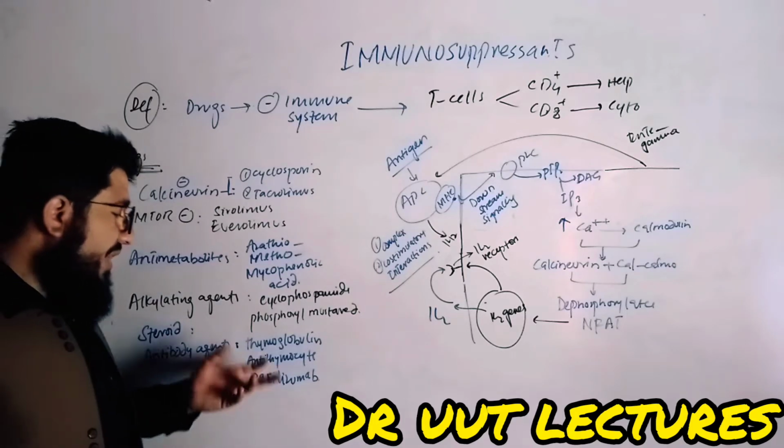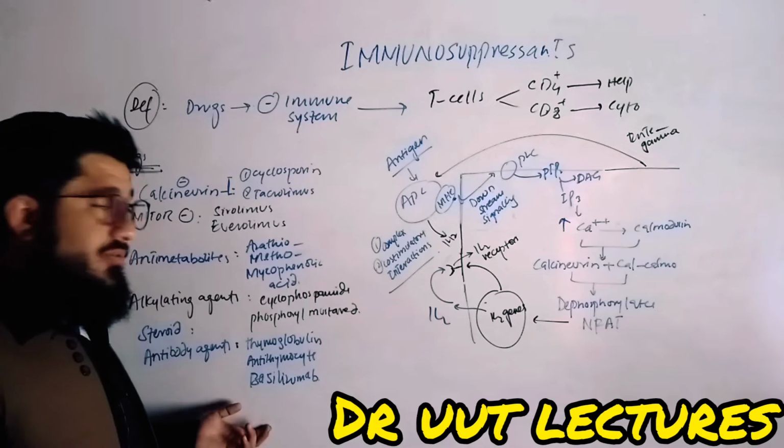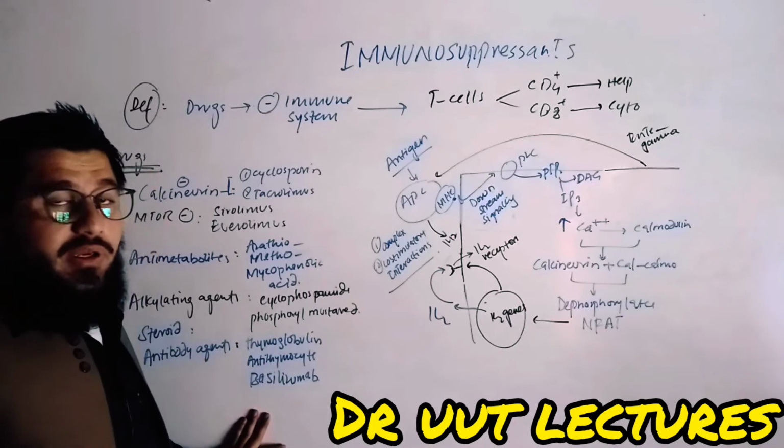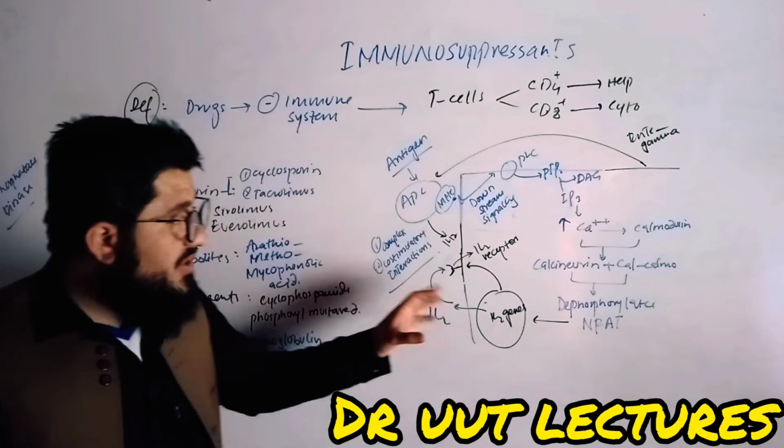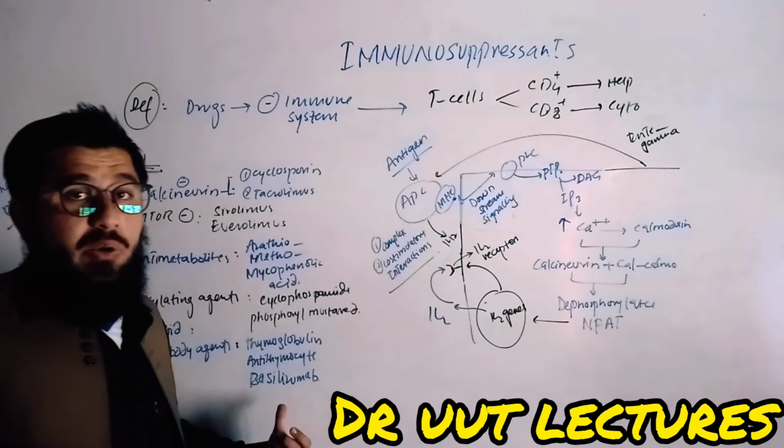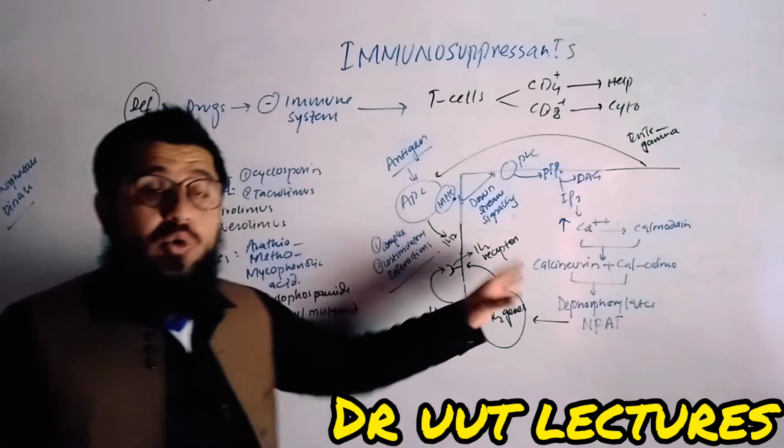Then we have antibody agents like thymoglobulin, antithymocyte globulin, and basiliximab. Now, what these are doing is very simple: receptors like the IL-2 receptor are inhibited by these drugs. Again, what will happen? No autocrine signaling, no T cell activation.